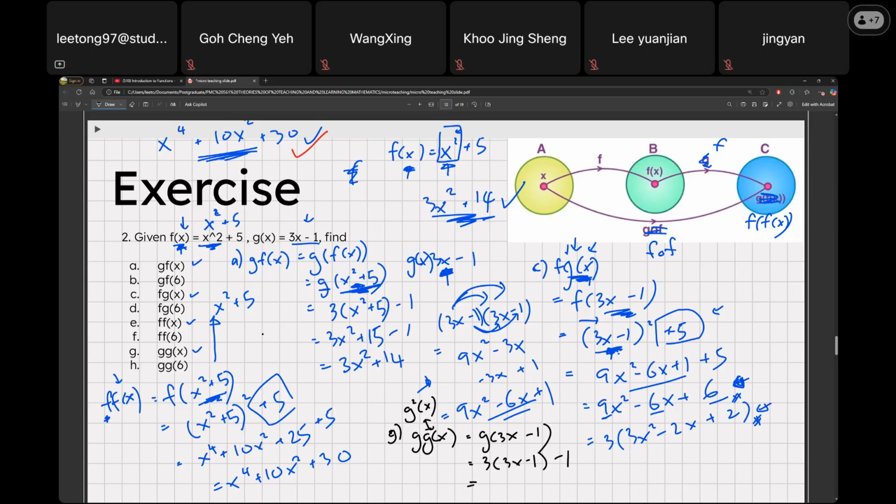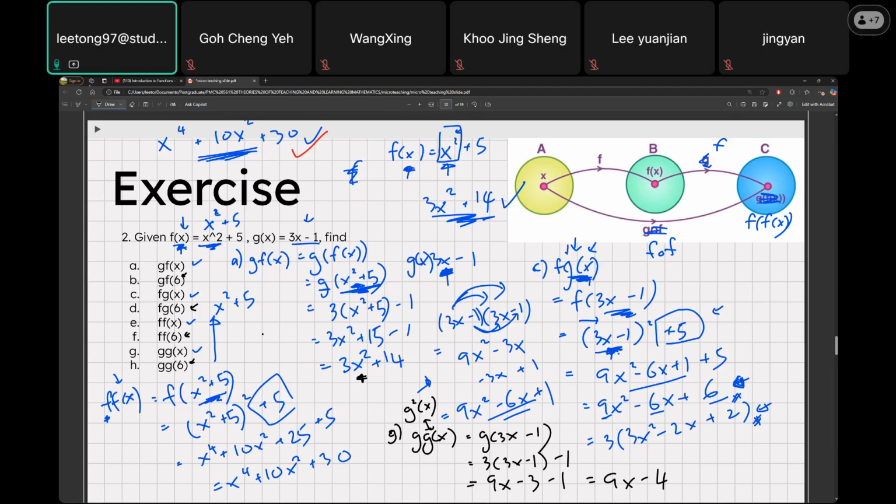Okay, 9x, that's 9x minus 4, yes. So this 6 will be the object of your composite function. So we'll look at this 4. It's very simple. What you need to do is put this 6 into your composite function, which is this.